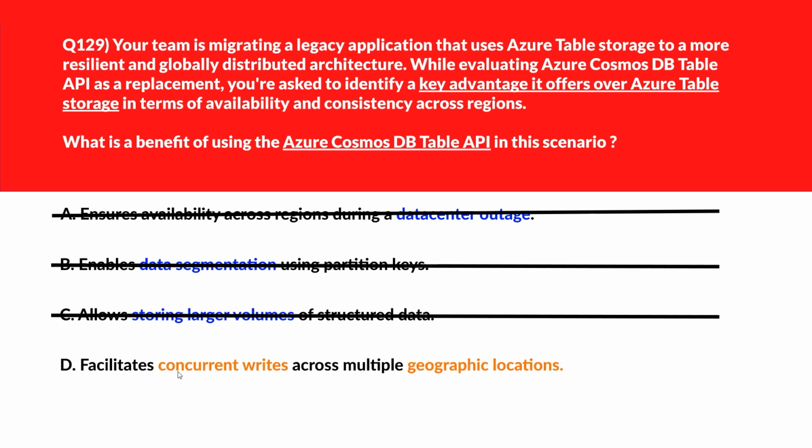D says facilitates concurrent writes across multiple geographic locations. Azure Cosmos DB Table API supports a multi-master model, allowing active writes across regions without conflict resolution delays. That being said, option D is the right answer.